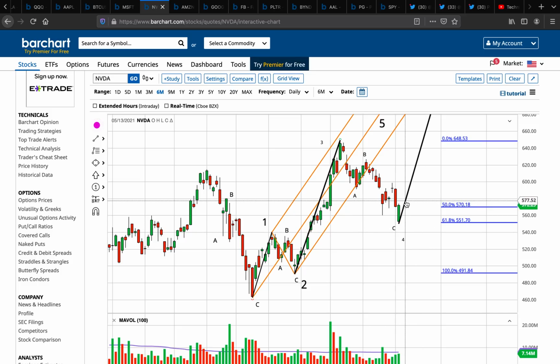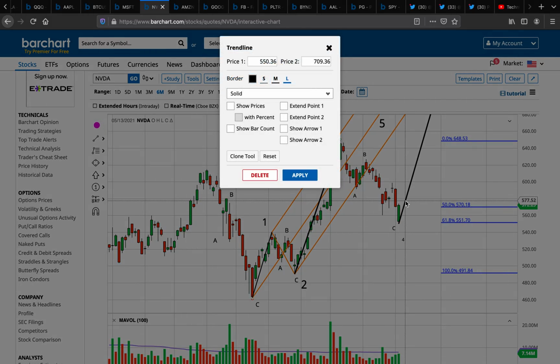That's about 3 weeks. I think in the next 6 weeks, in the next 8 weeks, it's the same thing as Amazon. It's the same thing as Facebook. It's the same thing as Google. It's the same thing as Microsoft. NVIDIA takes another leg higher to 709.